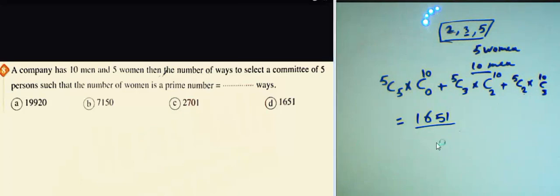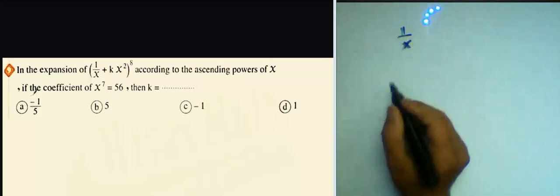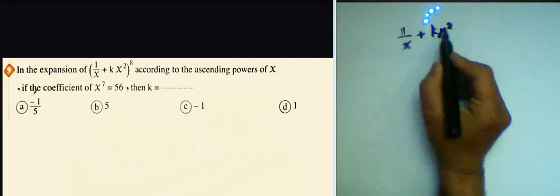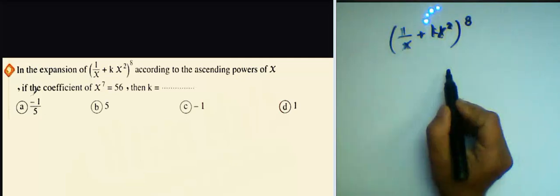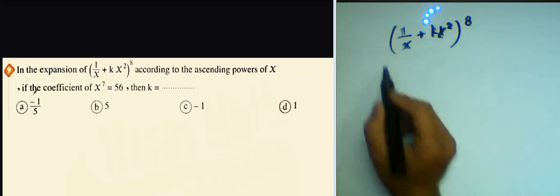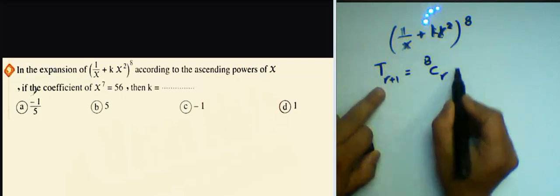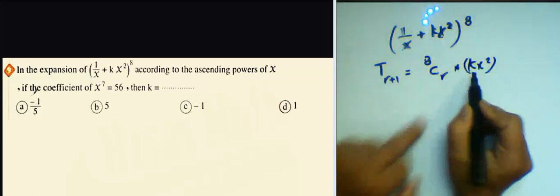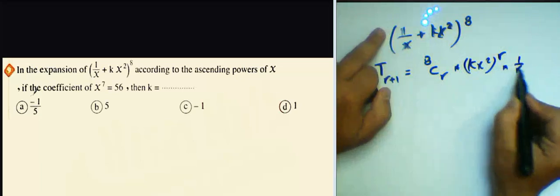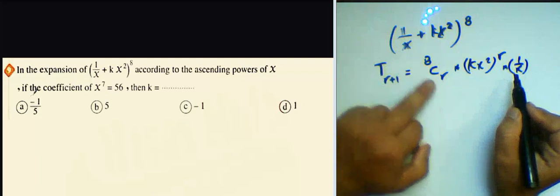Question 9. In the expansion of (1 over x plus k x power 2) power 8 according to the ascending powers of x, if the coefficient of x power 7 equals 57, then k equals. We must find the rule of the expansion. We have here (1 over x plus k x power 2) all power 8. We want to find the coefficient of x power 7. Okay, we know the general term T r plus 1 equals 8 combination r, multiplied by the second, k x power 2, power r, multiplied by the first, 1 over x, power the difference between 8 and r.